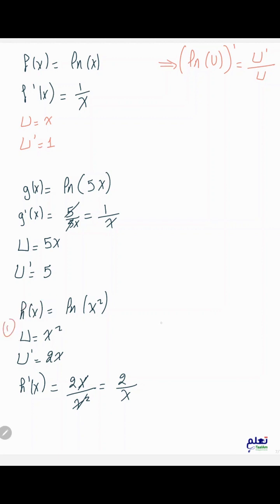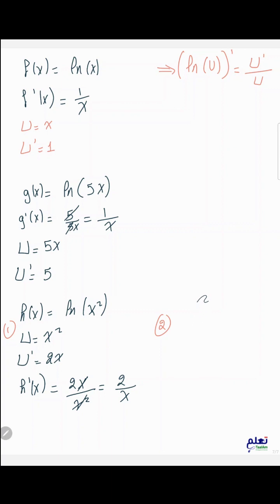Now, how can we solve this one in another way? How can we find the derivative of ln x squared? All of you know that ln x squared can be written as 2 ln of x. Now instead of finding the derivative of ln x squared, I'm going to find the derivative of 2 ln x.